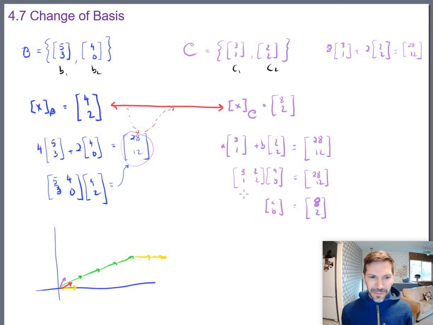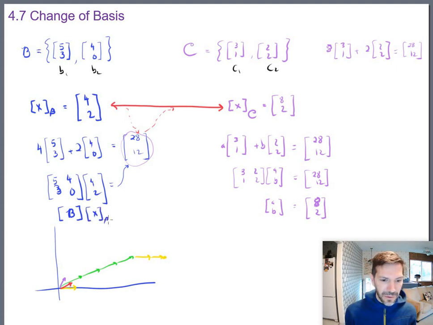So let's take a little bit of a look at the math of what's going on here inside the matrices. So let me use some notation. Let's call this the basis vectors matrix, and this is some coordinates in the B basis.